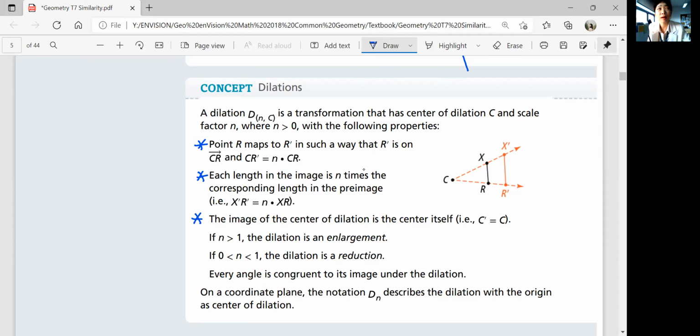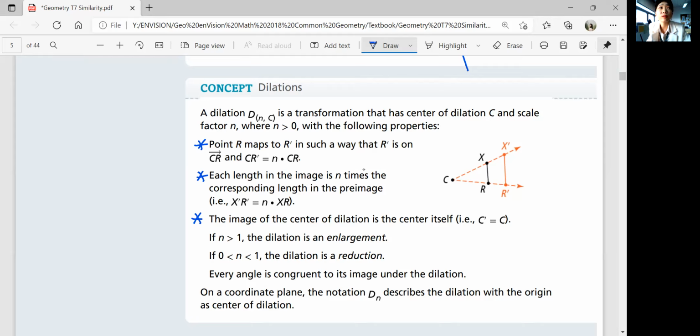And if n is greater than 1, the dilation is an enlargement, because if you multiply by a number greater than 1, then it gets bigger, right? If n is between 0 and 1, the dilation is a reduction, okay? It gets smaller. What if it's a negative number? Then it's not a dilation anymore. We learned this in Algebra 1, but if you have a negative factor in a transformation, that means a reflection. It's a totally different transformation, okay? So dilations only deal with positive factors, okay?